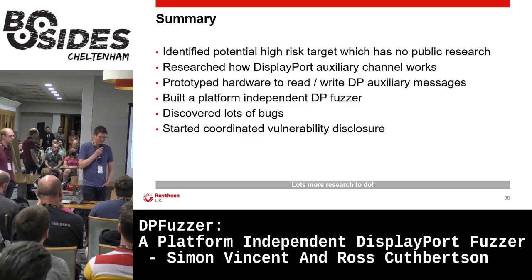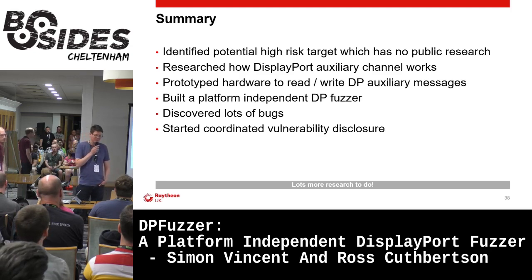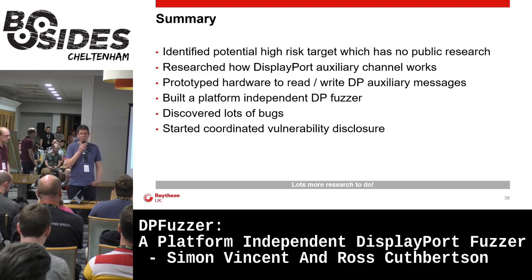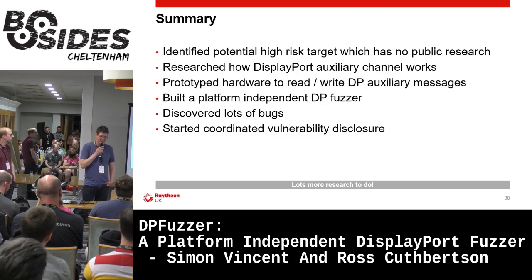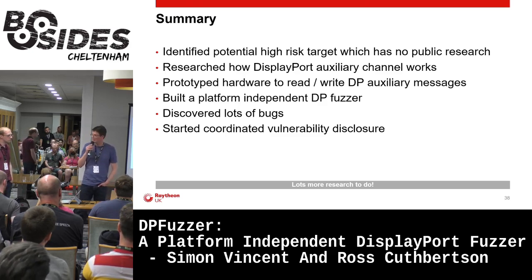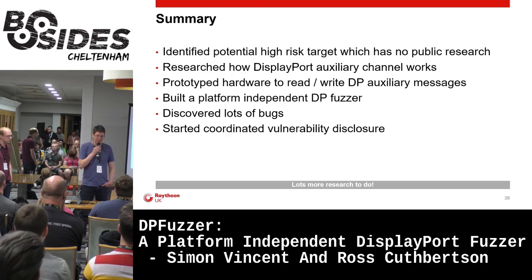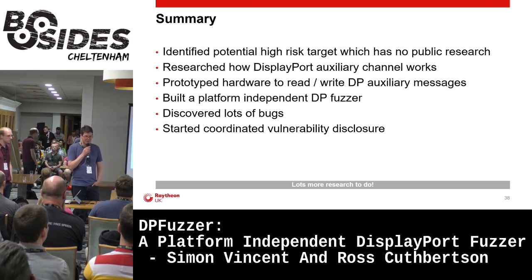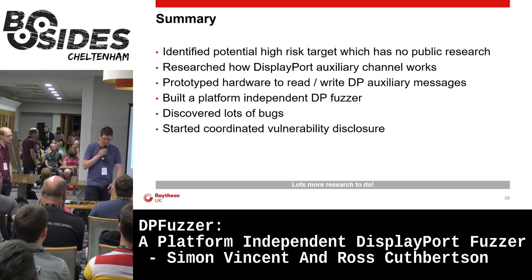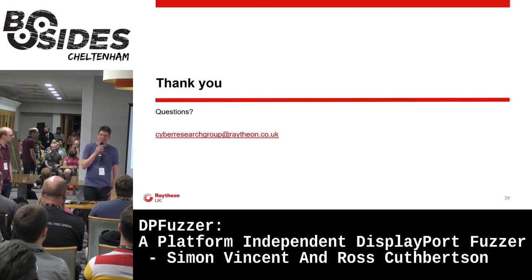So just to summarize quickly then, we identified a high-risk target which had no public research. Researched how DisplayPort works. We used this to prototype some hardware to read and write auxiliary channel messages, and then use that to create a platform-independent fuzzer, which discovered lots of bugs, and started some coordinated vulnerability disclosure. But there's more research that we can do. There's areas where we can optimize the fuzzer. We could test more devices, triage more issues, and of course continue to work with the vendors to fix these issues. Thank you very much.